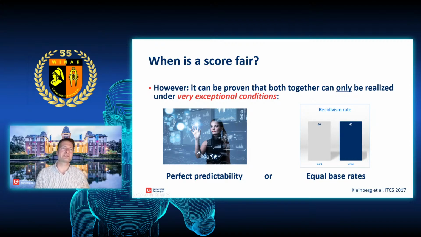And this is a picture from the movie Minority Report. Then we can do something like what is done there, where we lock up criminals before they commit the crime, because we know beforehand, we can see the future, we have a crystal ball. Not very realistic that this happens. Or the other case is if the recidivism rate is exactly the same in both communities. So basically, if you cannot distinguish both communities with respect to recidivism rate, then you can also do that.